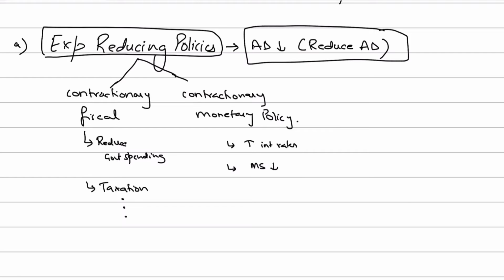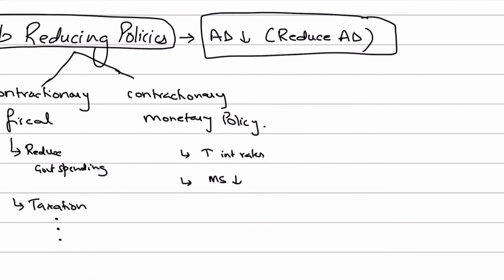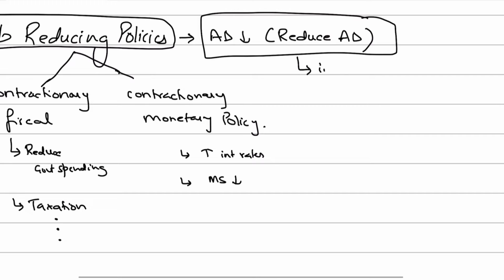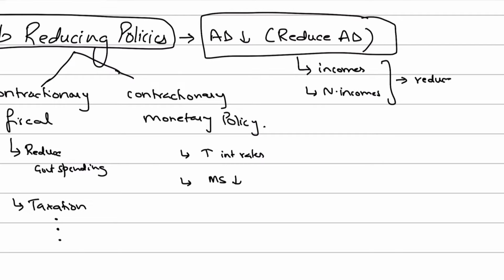And if aggregate demand in the economy falls, it is going to reduce the overall incomes in the economy. Your overall national income will fall, and as a result, it is going to reduce your marginal propensity to import.